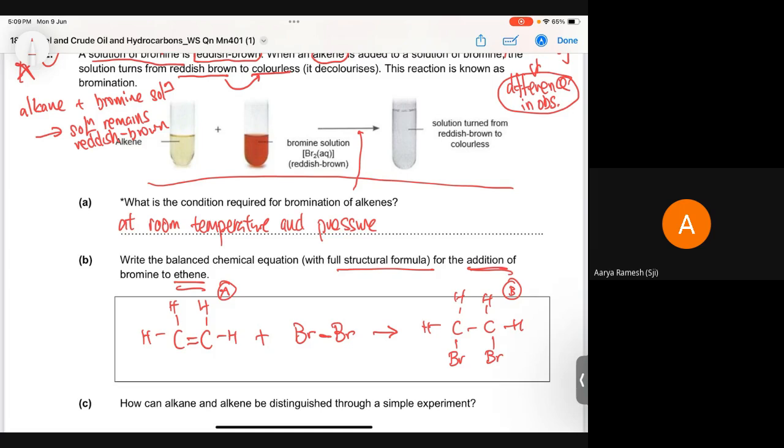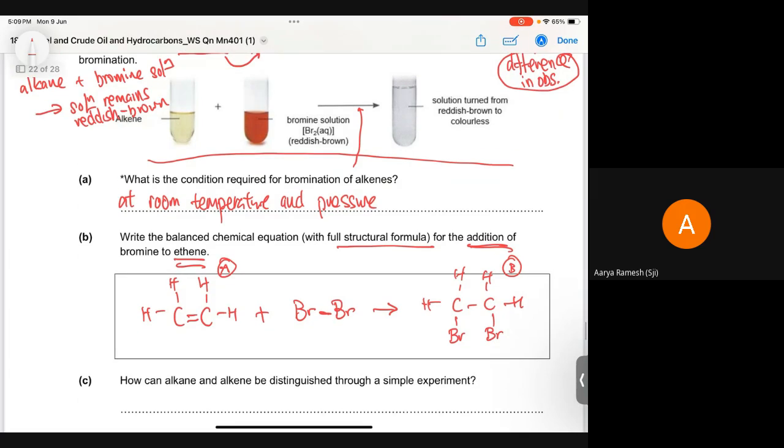I'm going to tell you the name of this. You don't need to know the name, but this is called 1,2-dibromoethane. The key idea of 1,2 tells you that the bromine is added to the two different carbons. So I want to re-emphasize that after you do an addition reaction, the two atoms are added across both different carbons.